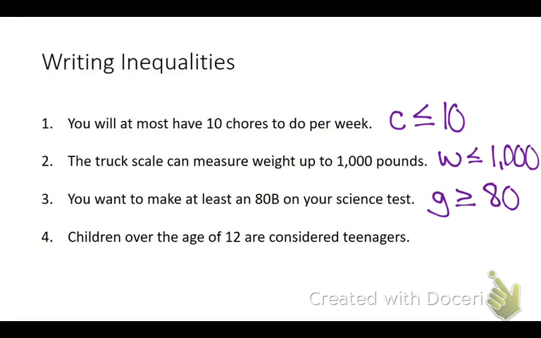All right, children over the age of 12 are considered teenagers. So what variable? C for children, A for age, T for teenagers. The age is being compared to 12. So do you need to be greater than 12 to be a teenager? Greater than 12. Can you be 12 and be a teenager? No, you can't. So it's only greater than.